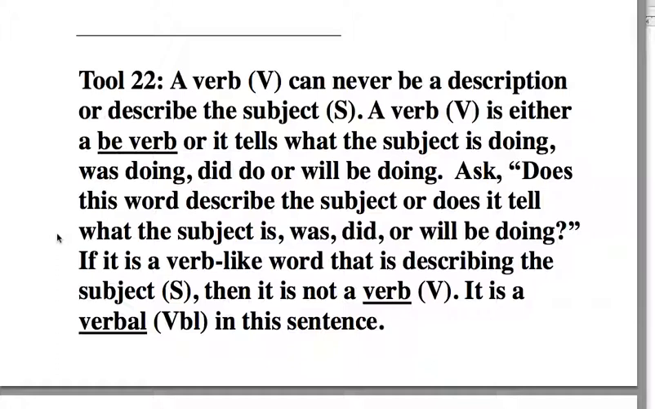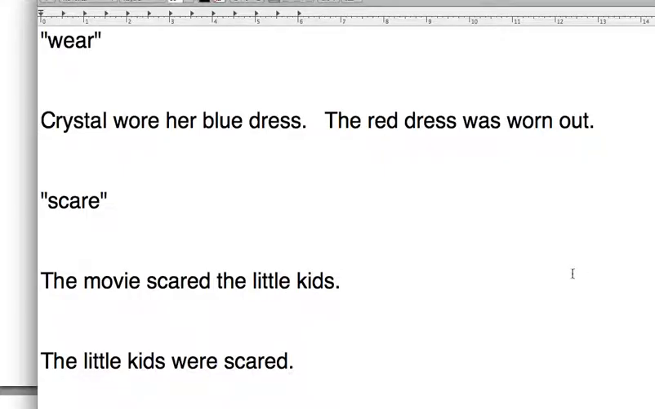Take a minute to write this one down. Got it? Great. So this one is telling us that a verb is either a be verb, is, are, was, were, or it's describing the action. It's telling what the subject did or does. If the verb does anything else in that sentence, such as describe, then it's not actually a verb, it's a verbal. Let's take a look at some examples here.